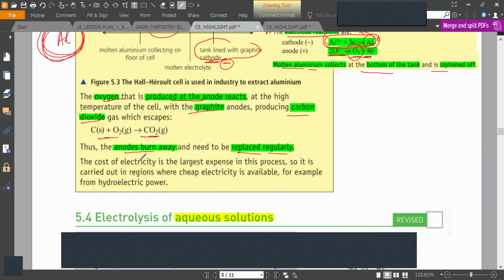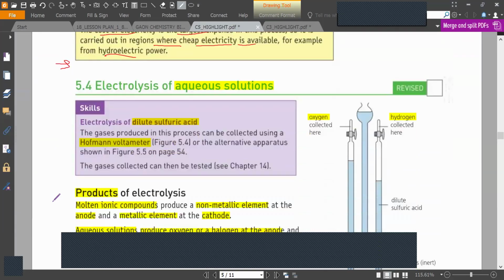Basically, the cost of electricity will be the large expense. So normally, this aluminum factory will be built at a place where cheap electricity is available, for example, hydroelectric power. So next, we will move on to the next example.